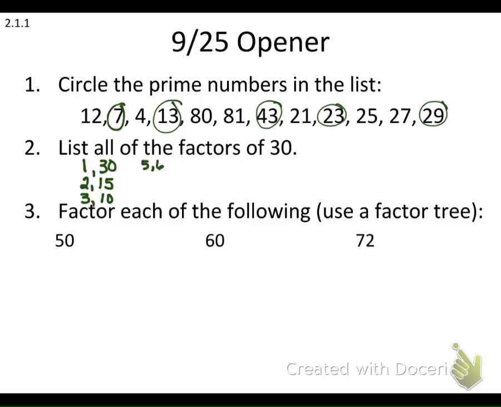All right, so the last part of your opener today, you're going to factor each of the following using a factor tree. The first one, we have 50. If we notice up above, 30 had several different factors I could use, right? So when I come down to do 50, you can have different factors. For example, what are some factors of 50 that we could use? What two numbers can we multiply? 10 and 5. Okay, 5 and 10. I always like to write my smaller number first.